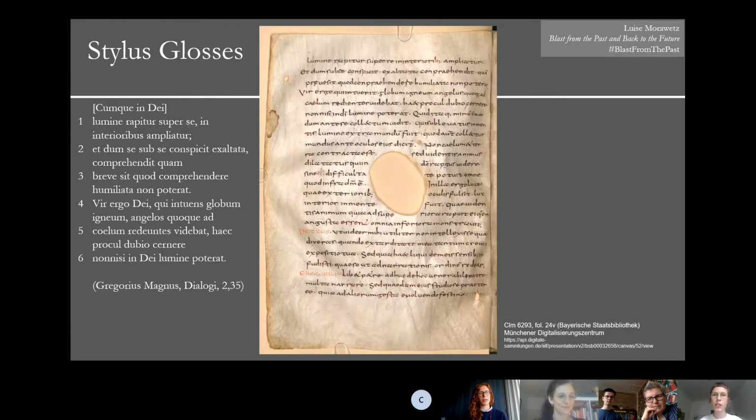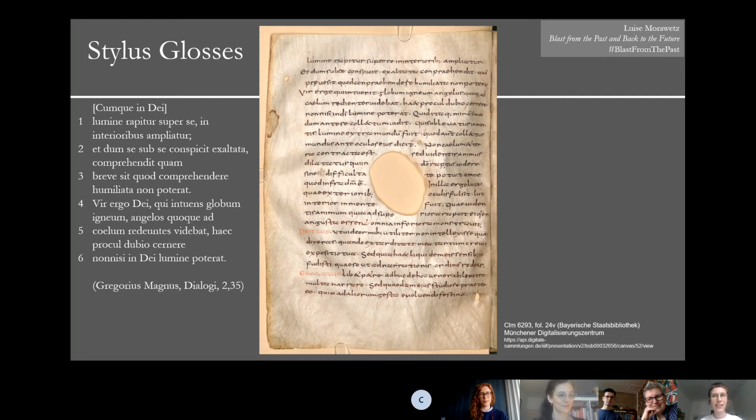With the trend towards digitization, which allows access to manuscripts all over the world, the question arises: how are stylus glosses represented in the digitized object? At first, I want to show you a digitized page of a manuscript from 800 AD. As you might already suspect, this page contains a stylus gloss.